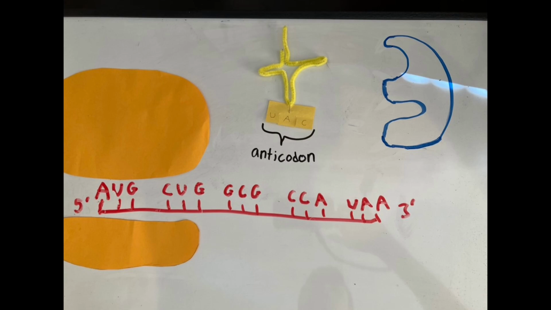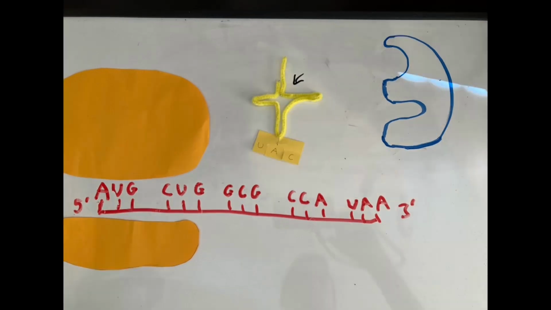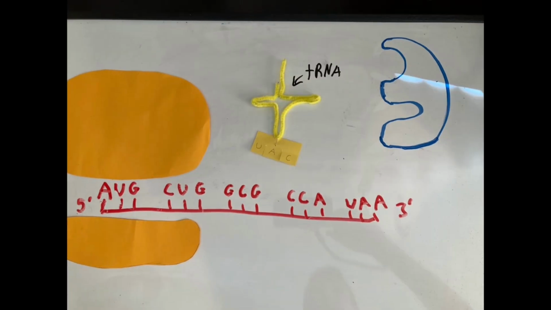The 3 letters attached to the bottom of the tRNA make up the anticodon, which will match with the matching codon on the mRNA. The yellow pipe cleaner represents a tRNA molecule, which is a transfer RNA. The short end is the 5' end, and the taller end is the 3' end.